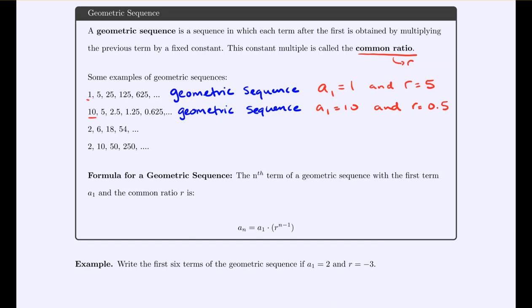Now I recommend you inspect our next two geometric sequences similarly, and then pause the video and write a similar description as we did for our last two. Unpause to check your work.